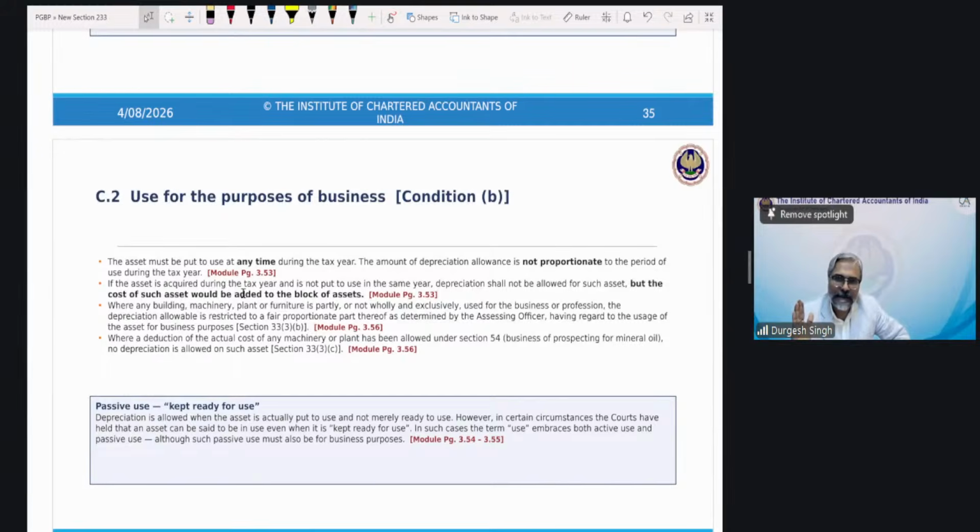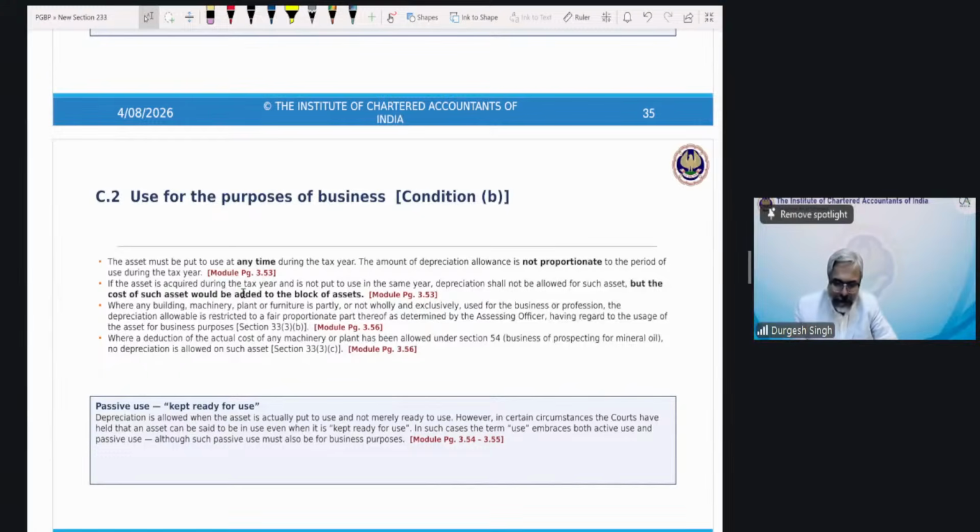The single asset use test applies only to a newly acquired asset, because the newly acquired asset will be eligible only when it enters into the block, and it will enter into the block when it is put to use. Subsequently, the block as a whole should be in use. This is the principle that we have derived up till now.